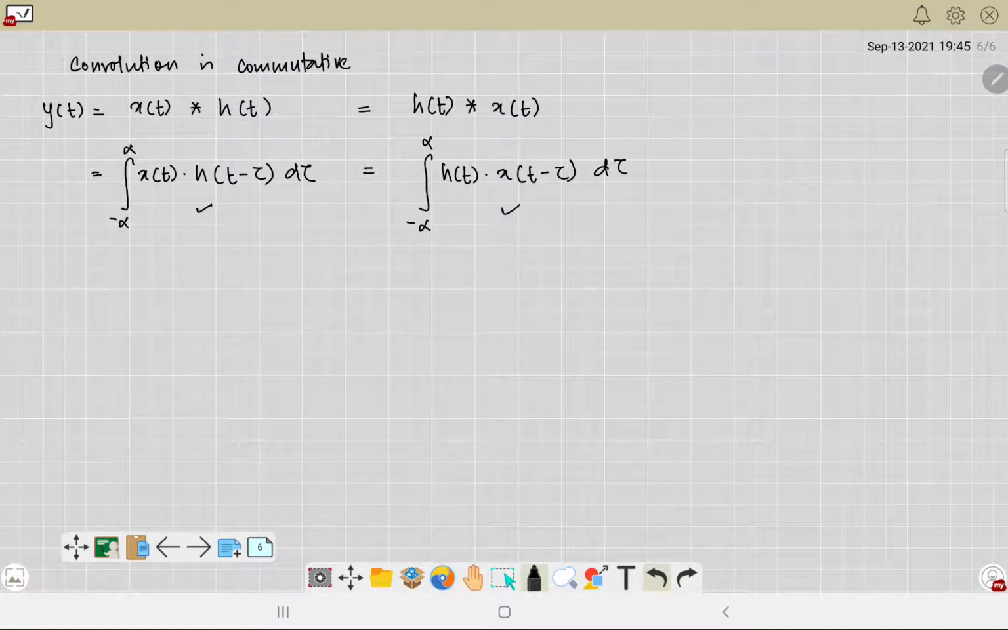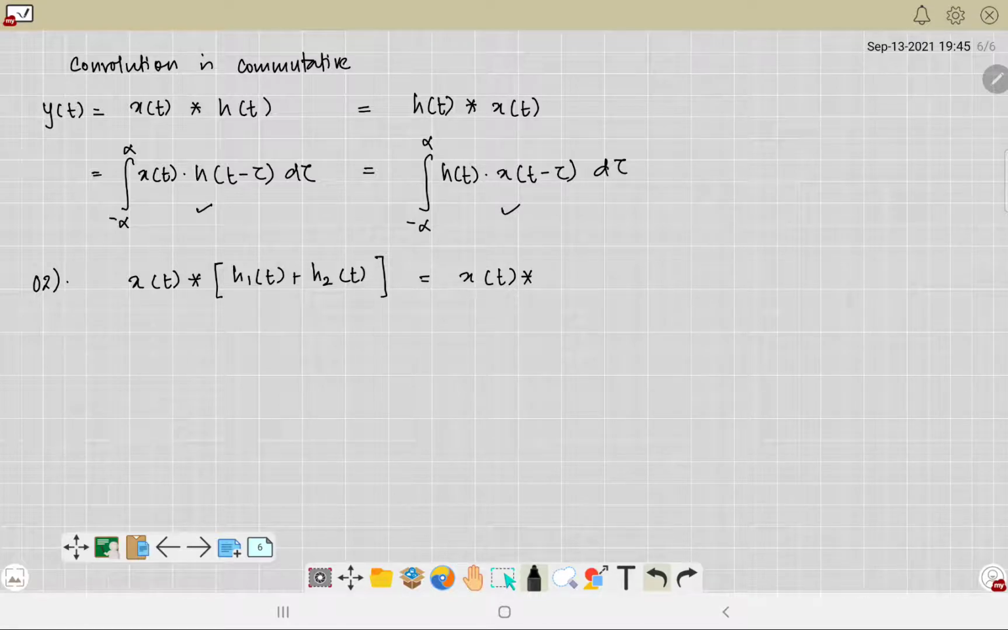Fine. So let me write those properties here, because this is the commutative property, so that kind of completes this thing. So it is commutative. So similarly it will be distributive. So it means if you have a signal x of t and you convolve it with something like this, h1 of t plus h2 of t, this is actually equivalent to this thing.